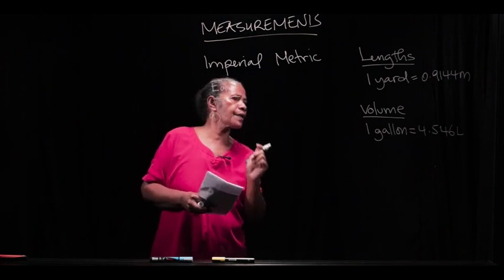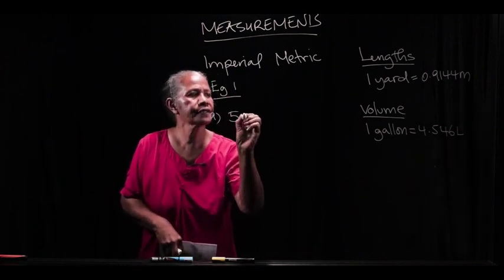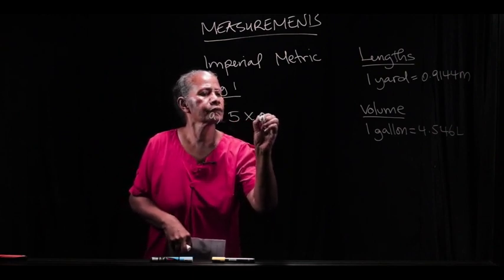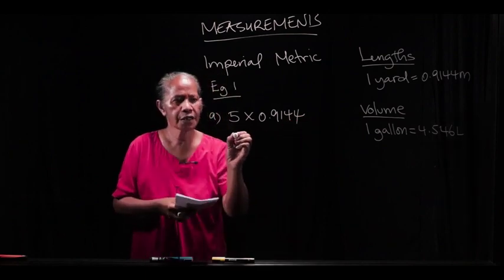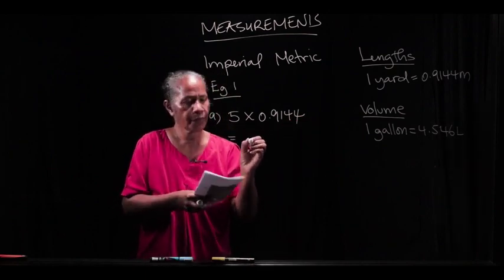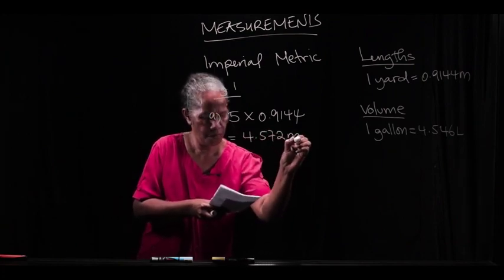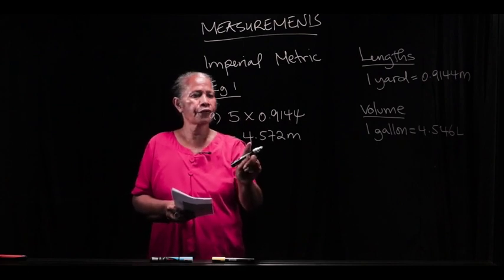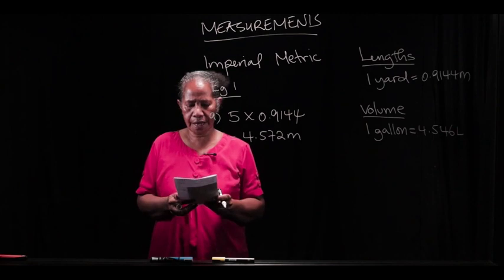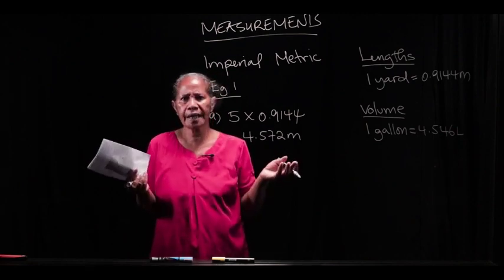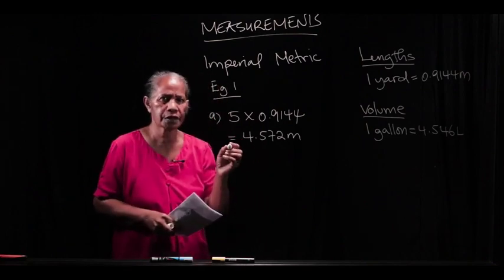From the conversion, I have 5 yards times 0.9144. That's the conversion to meters. So that will give me 4.572 meters. So 4.572 meters is equivalent to 5 yards. Then how much would I pay for the 5 yards? That will be the second part of the question.